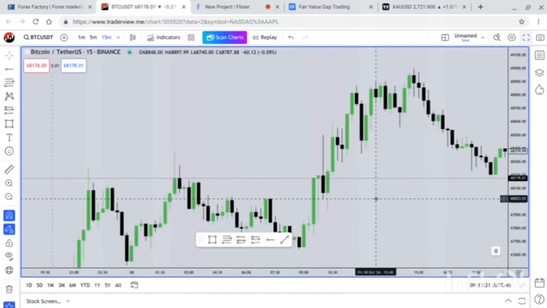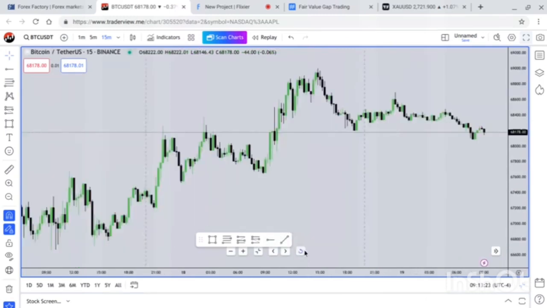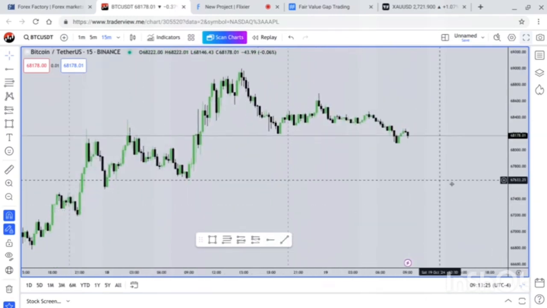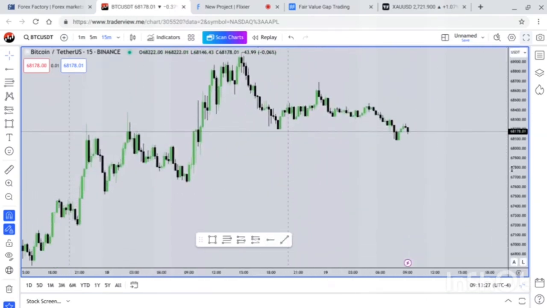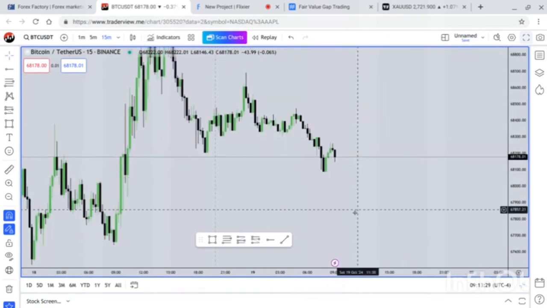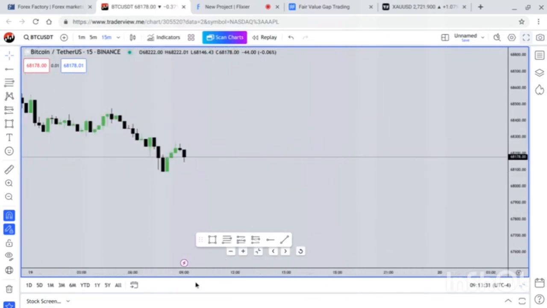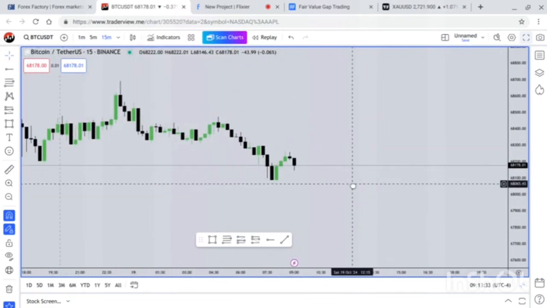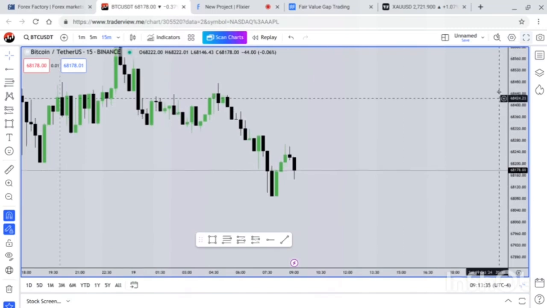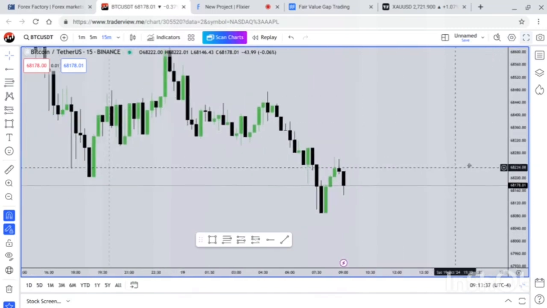So let me reset it. Now look at this BTC. This is the 15-minute time frame. I do enter on the 1-minute time frame, but this is the 15-minute time frame. Now, what do you feel in this BTC?